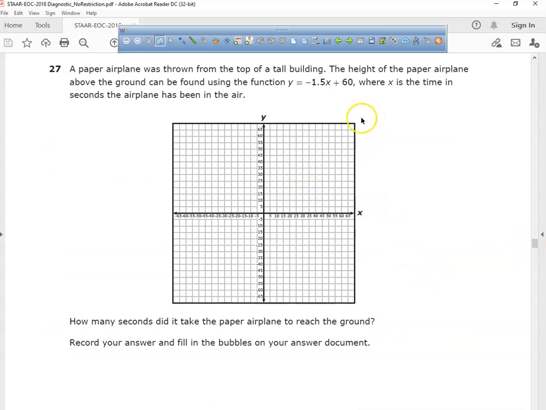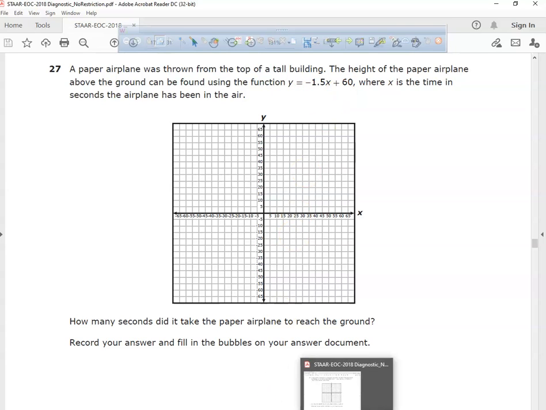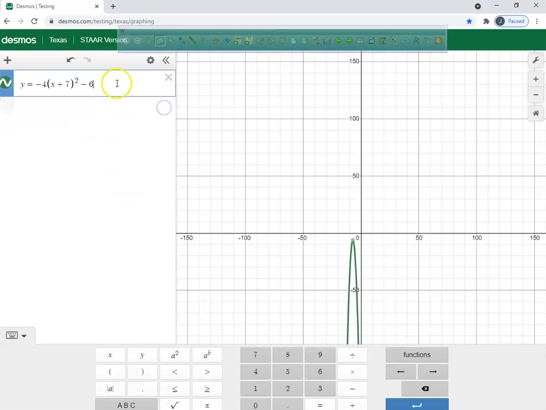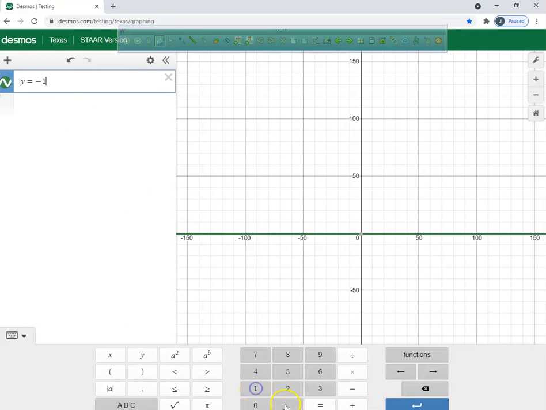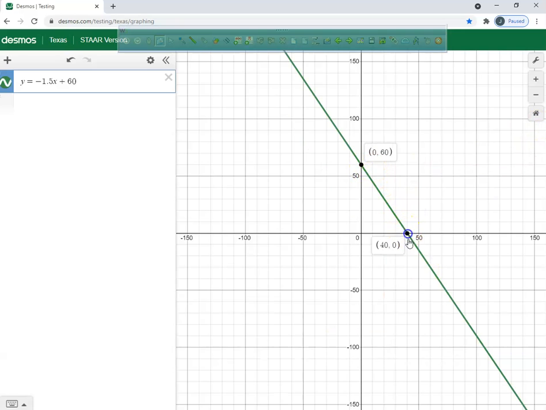All right. Can you guys right now type this into Desmos right here? Y equals -1.5x plus 60. So I'll go ahead and do that. There's the Y-intercept. There's the X-intercept. All right, so you have that graph typed into Desmos, so you see that right there. Now I'm going to read it.